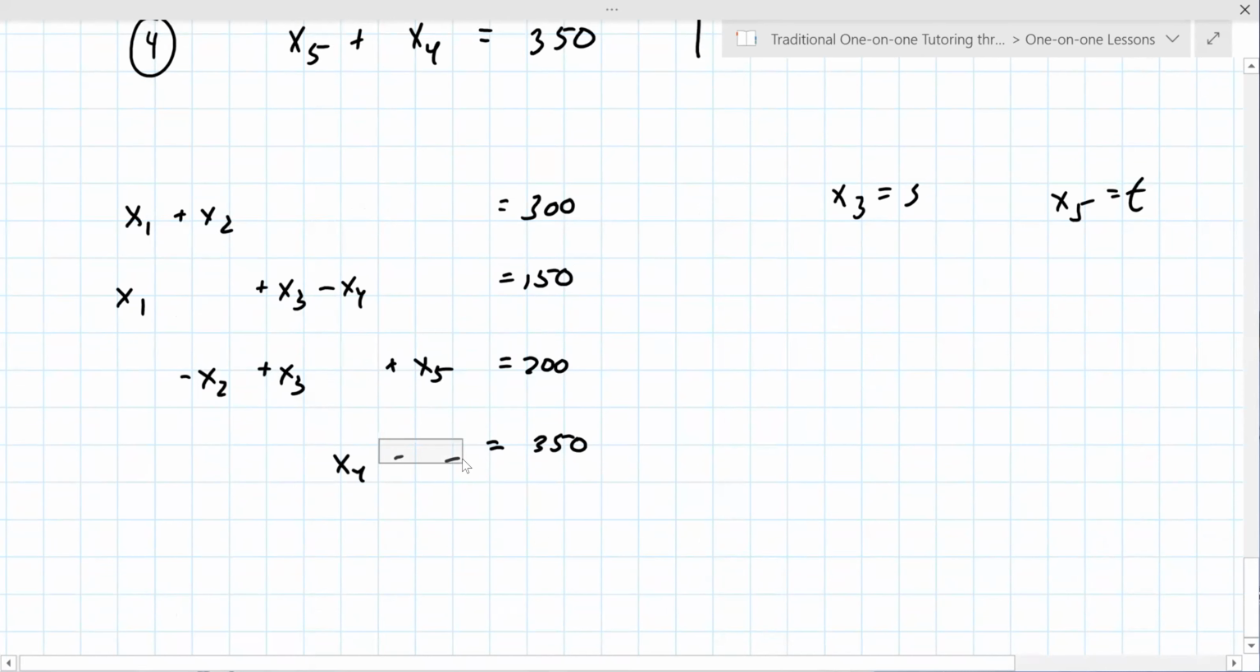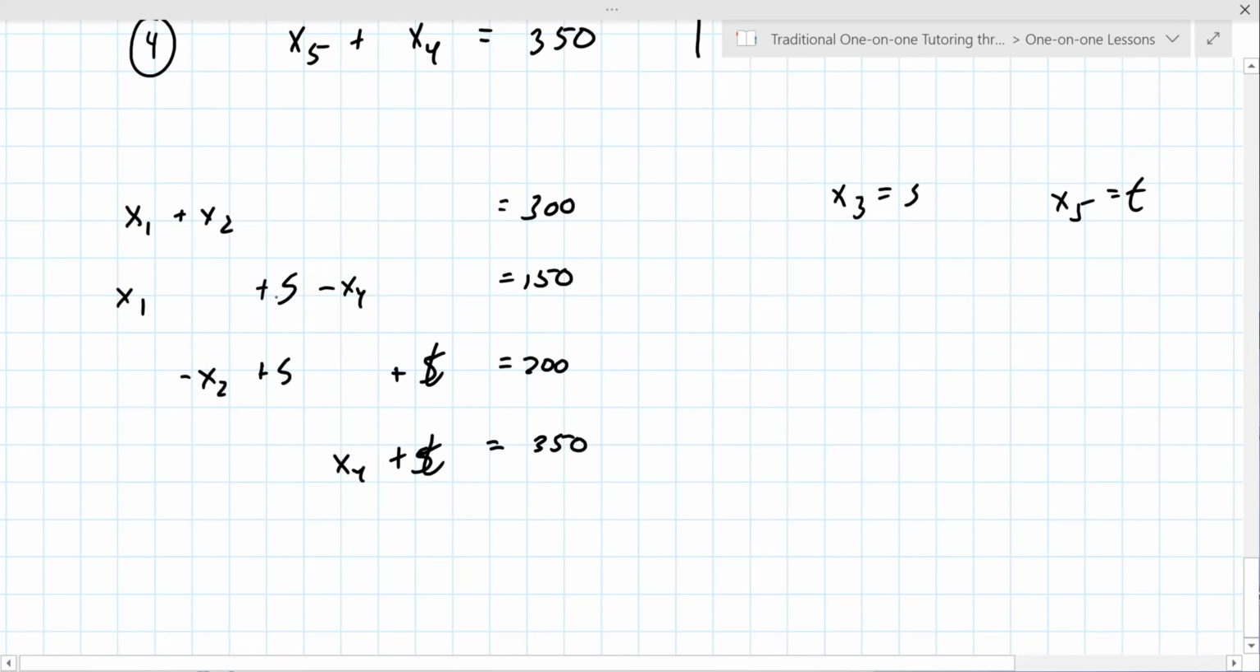Sorry, so let me just get this in here. Okay, so plus s, plus s, and then X5 is t. Oh, I did that wrong. I'm so sorry. Those are t's, those are t's. And why do they use s and t? I have no idea. That was just a convention someone came up with.